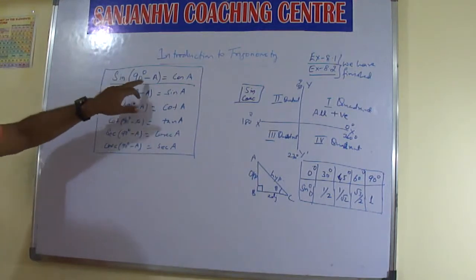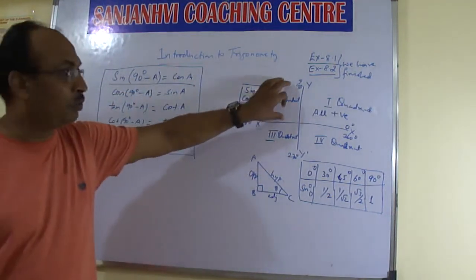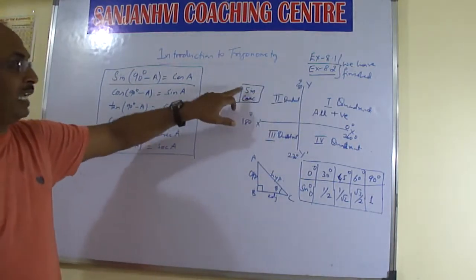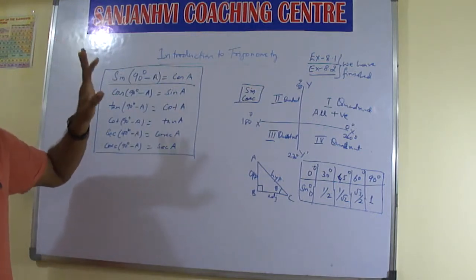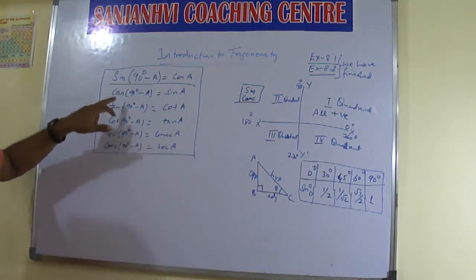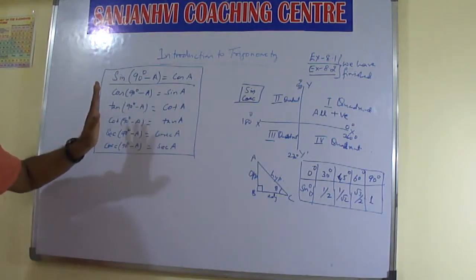Like sin 90 minus A. So if you are doing sin 90 plus A, you are coming to second quadrant. In second quadrant sin is already positive, so your cos A will be positive. Correct? But cos 90 degree plus A, I am talking about plus A.